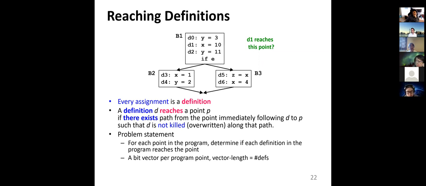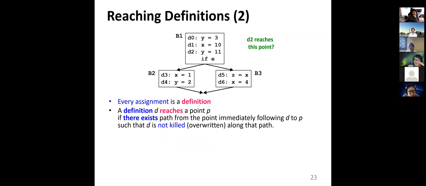The total for the whole graph: 6, 7, 7, 7. So it means that if I want to have this problem formulation, at each line of my code I have a bit vector of length 7 that, for each of these definitions, says whether it can reach this point or it cannot. So it's either 0 or 1, right?